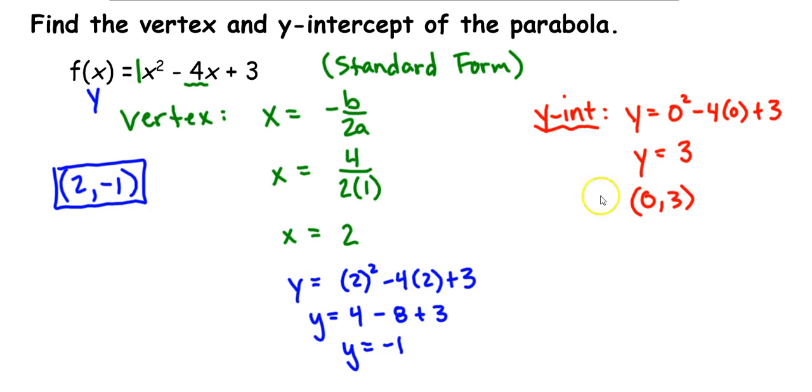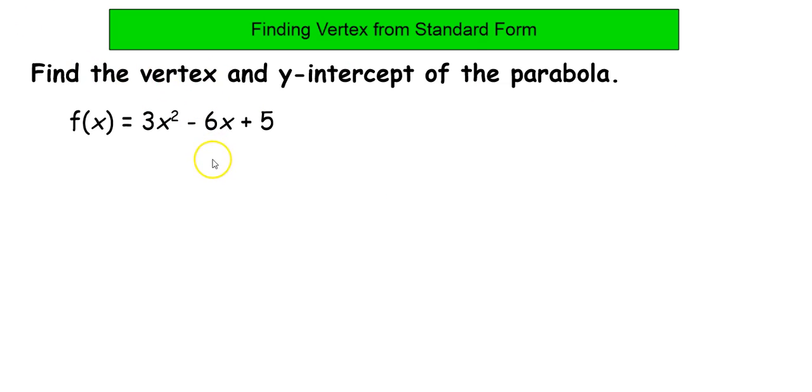If you look back up at this equation, well, that's just this number. So the standard form is really nice if you want to find the y-intercept, because it's just a number that's by itself, or the constant term in the standard form. So let's go ahead and do one more of these.